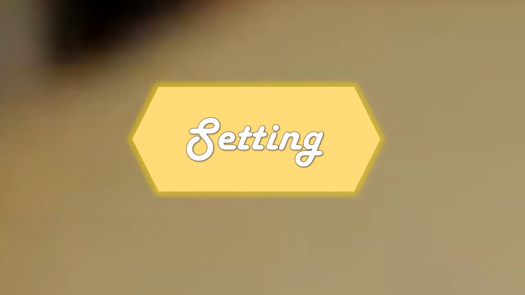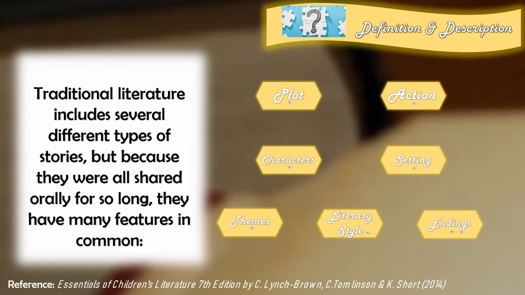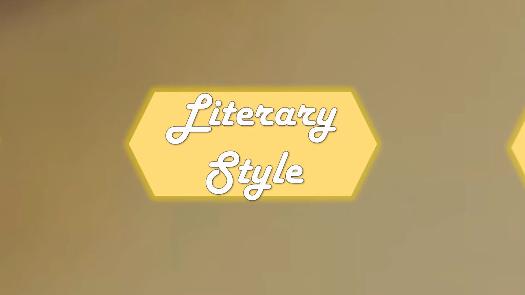Setting. Settings are unimportant and vague. In the beginning, or long ago in a land far away. Literary style. Literary style is characterized by standard beginnings and endings, once upon a time, motifs, recurring features such as the number 3, and repeated refrains, mirror, mirror on the wall.